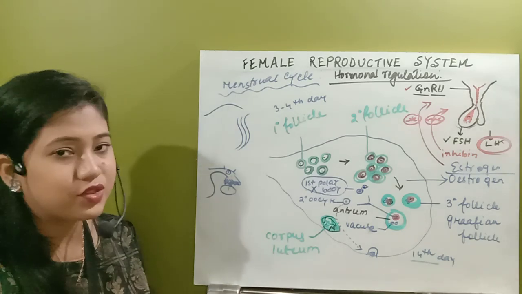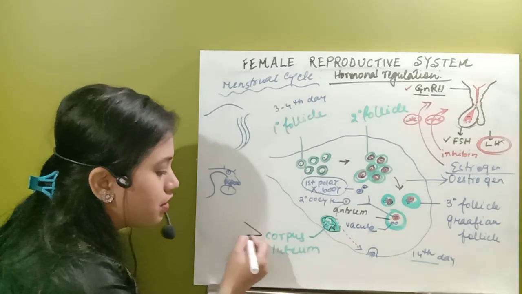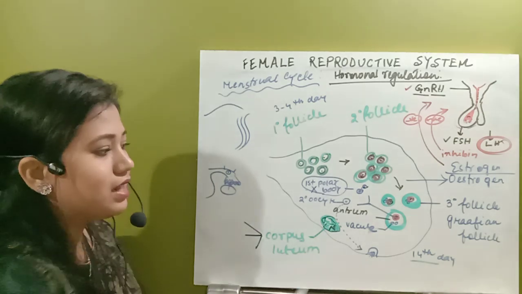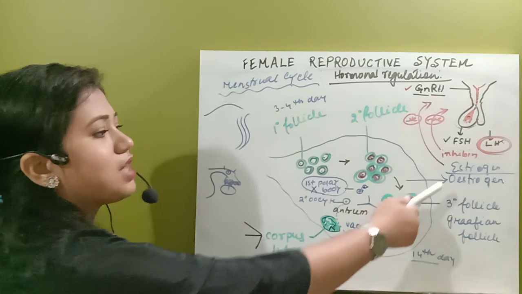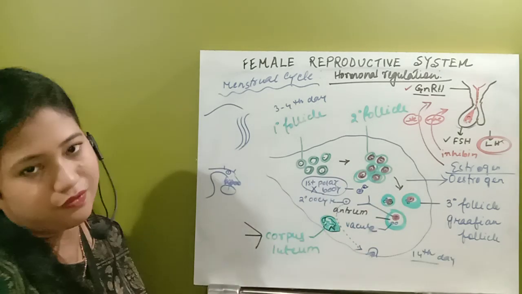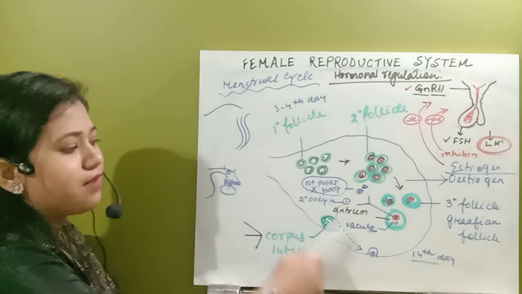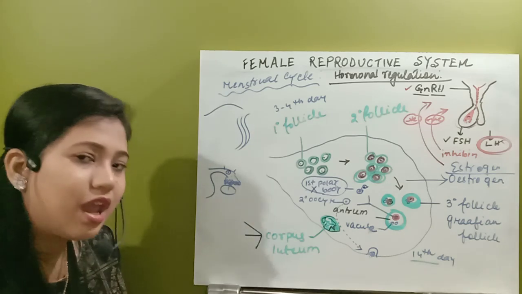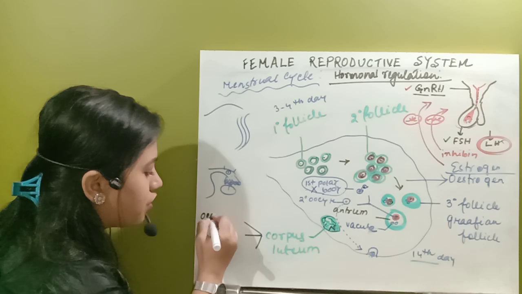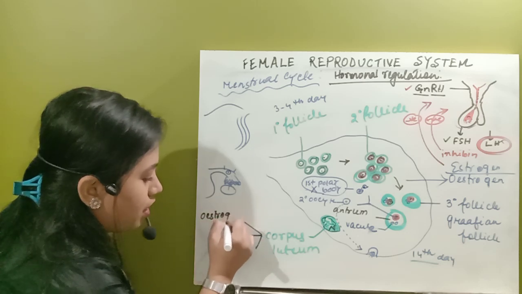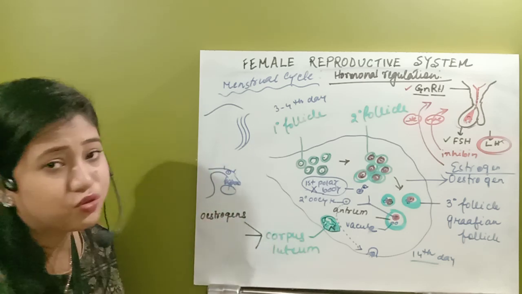Now this corpus luteum will release 3 different hormones. See, this structure, the Graafian follicle itself, was releasing estrogen in the earlier phase. But now, whenever the corpus luteum is formed, it is the same structure actually. So it will continue the release of estrogen. So estrogens will continue to be released.